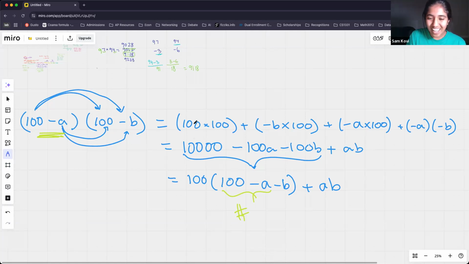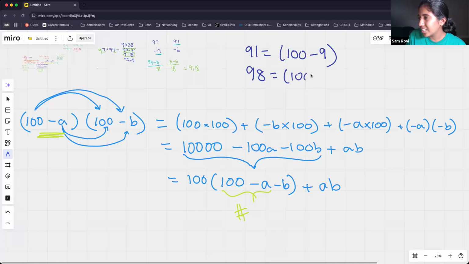Okay, let's take a look at the product 91 times 99. So I can write 91 as 100 minus 9, and I can write 99 as, actually, let me pick a different number. Let's do 98. I can write 98 as 100 minus 2. What do you guys think of that? Do you guys agree with that? Yeah? Okay, awesome. I see a lot of people agreeing with that, which is perfect.